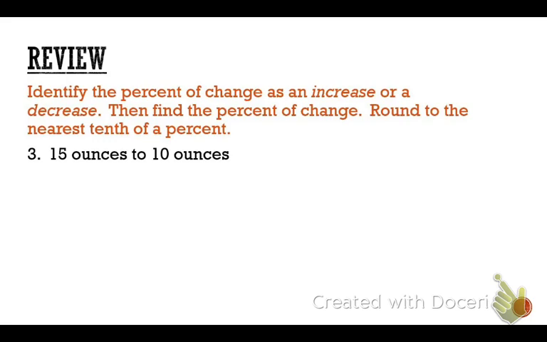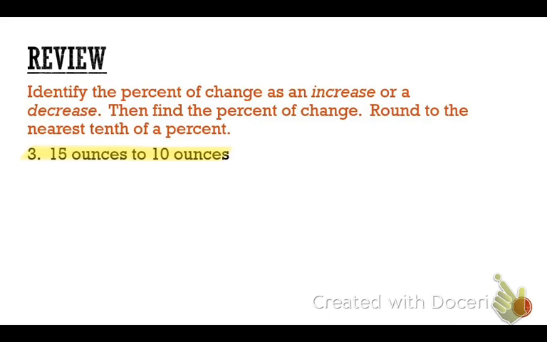All right, so I want to do just one review problem because the first couple problems of your homework are going to look like this. This is what it says. Identify the percent of change as an increase or a decrease, then find the percent of change and round to the nearest tenth of a percent. So let's just imagine you had something, it was 15 ounces, and now it's turned into 10 ounces. Once again, I know this isn't in your notes. Just go ahead and write this as the original problem for number 3 directly underneath your other think pair shares.